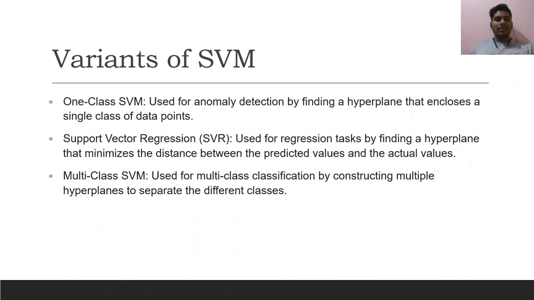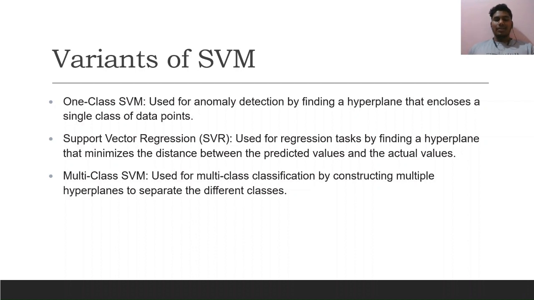Multi-class SVM. At first we have the one-class SVM, used for anomaly detection by finding a hyperplane that encloses a single class of data points. Support vector regression is used for regression tasks by finding a hyperplane that maximizes the distance between the predicted values and the actual values. And last we have multi-class SVM, used for multi-class classification by constructing multiple hyperplanes to separate different classes.